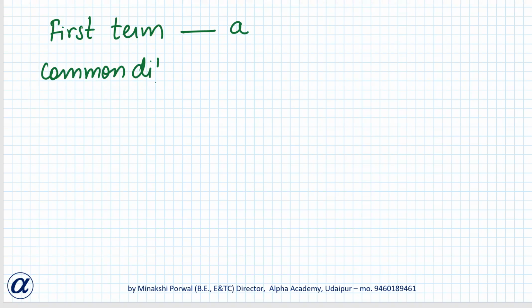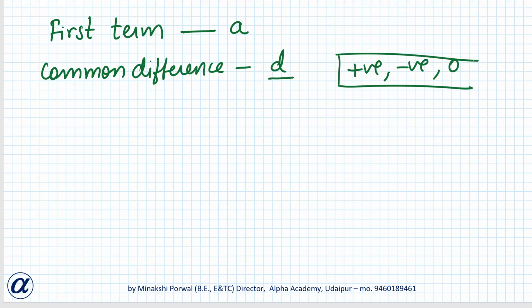Now each number in the list is called a term. A list basically means a sequence of numbers. So each number is called a term. The first term is denoted by small a. The common difference is denoted by small d. D can be positive, negative or 0. D can be any number. But for a particular progression, a particular sequence, d will be fixed.